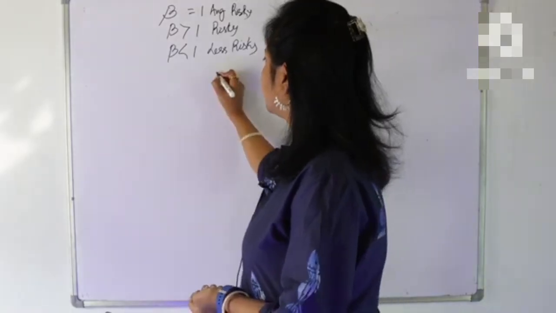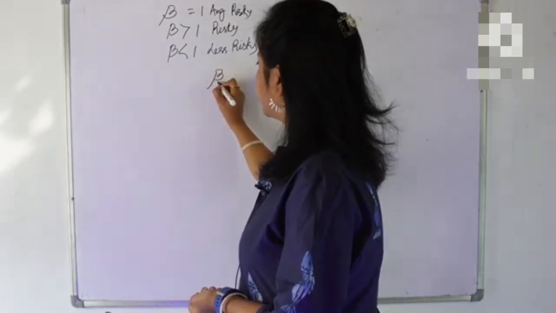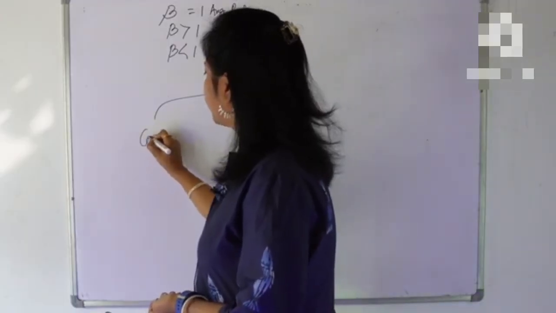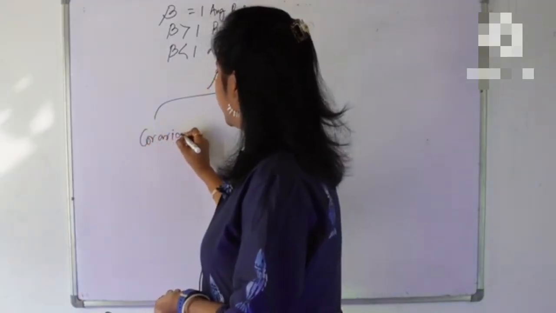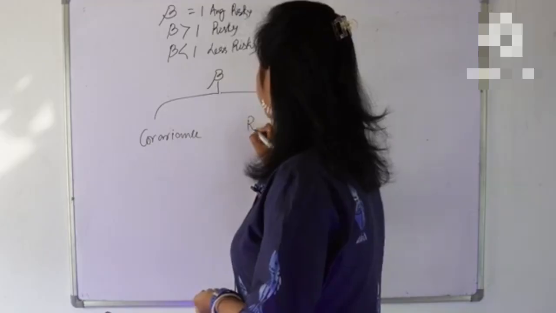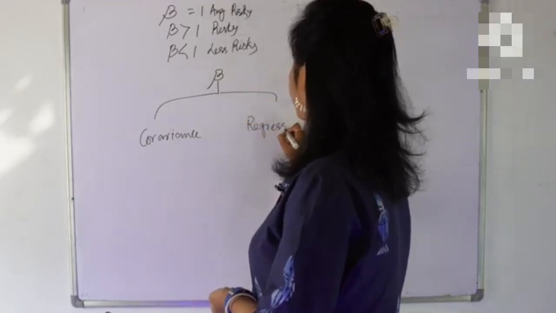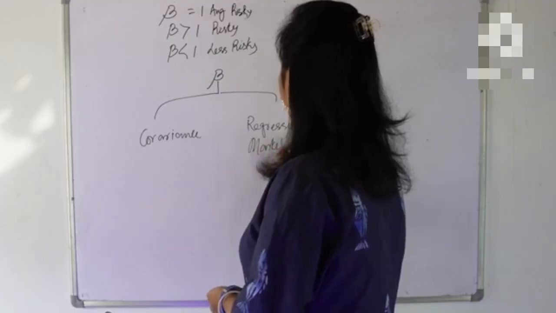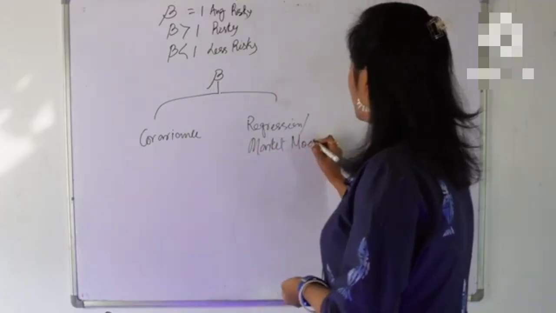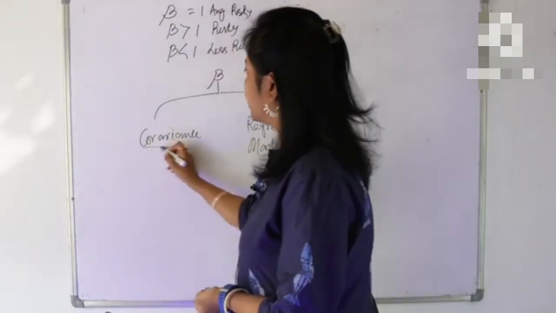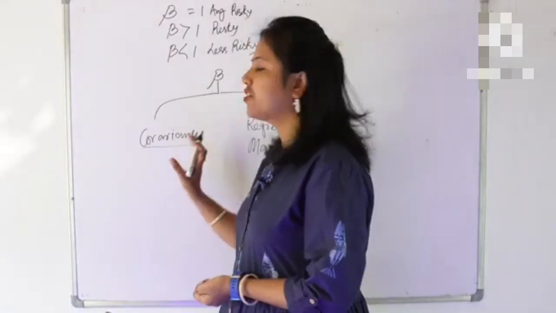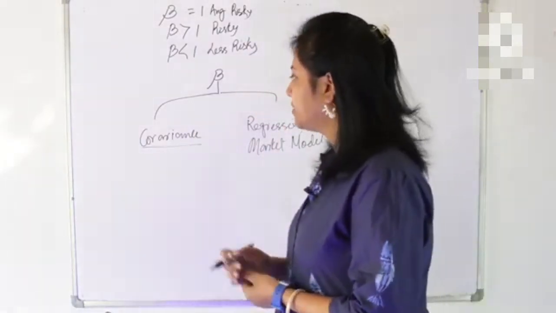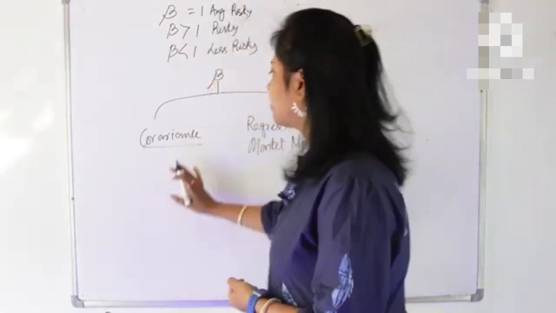There are two ways by which we can calculate beta. One is the correlation or covariance method, and the other is the regression or market model. In this video, we will cover how to calculate beta under the covariance method as well as under the regression method. Let me first give you the concept.